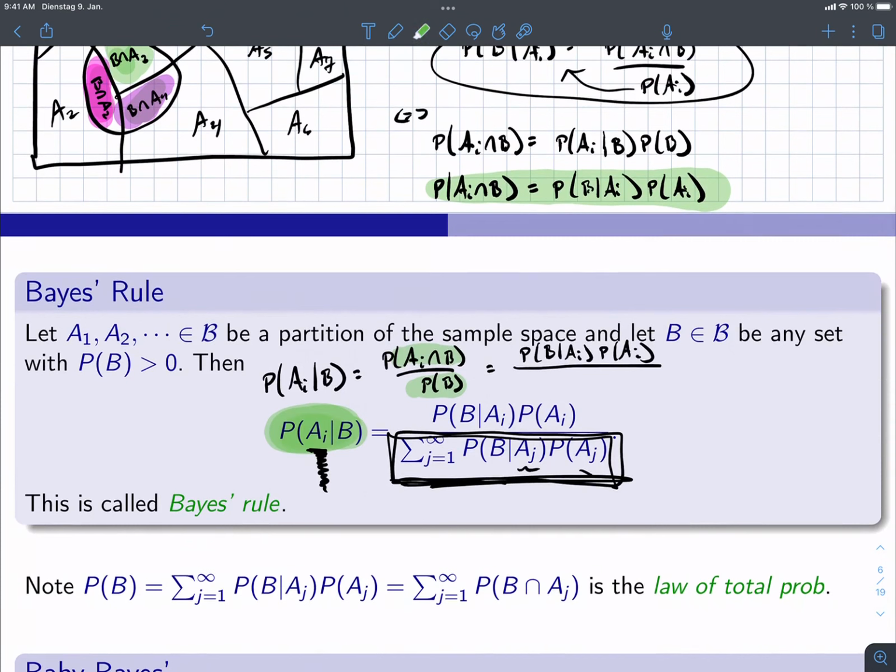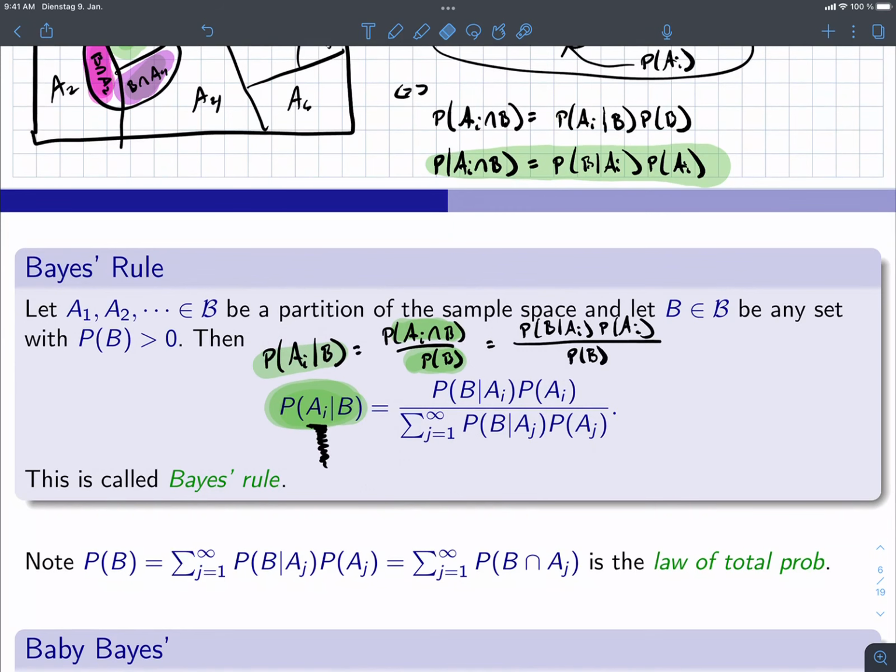Really, Bayes' rule is just rewriting a conditional probability using some facts that we know. I just put probability of B there. So this in the denominator is just another way of computing the probability of B. Okay, we'll get to use that in an example here in a minute.